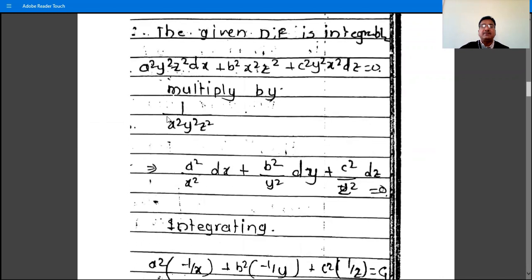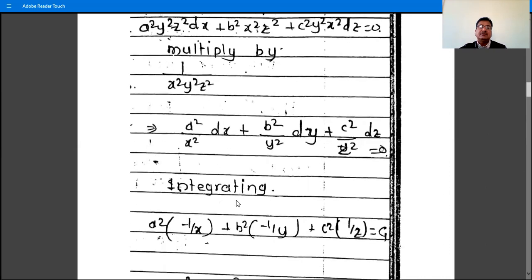Then multiply by 1 by x square y square z square, or divide by x square y square z square. And then we have a square by x square dx plus b square by y square dy plus c square by z square dz. So all three variables are separated in this example. So it is called variable separable form.